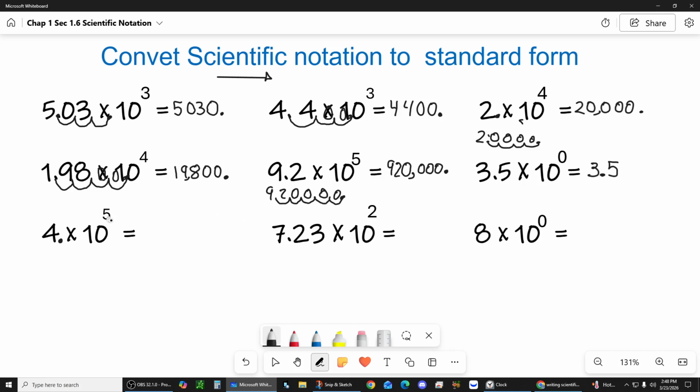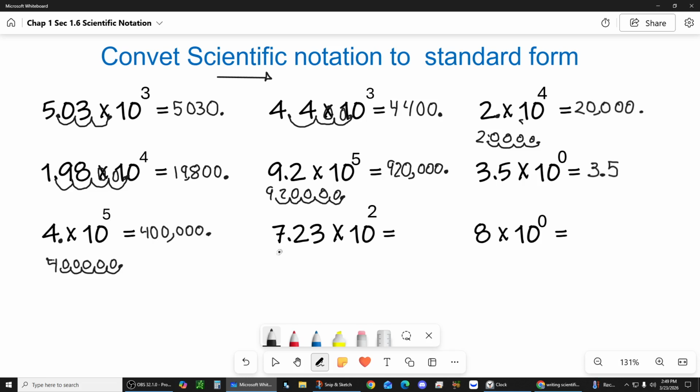For the next one, this is how many units you move the decimal point to the right. 5 times. So if we count the units, that should be 1, 2, 3, 4, 5 units. And you see the empty spaces, you're going to put 0. Okay, so that means that the answer should be 400,000. Okay, and count the units, 5 units. 2 plus 3, that would be 5.